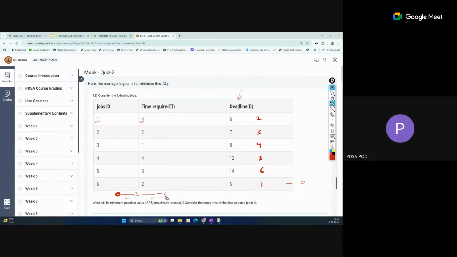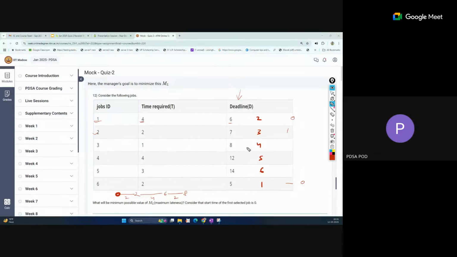So now this is the end point, and the deadline was 6. At the correct time, so this is also 0. Now the next activity will start, this second one. So 2 is required, so 6 plus 2 is 8. The deadline for this one is 7. So 8 minus 7 is 1.